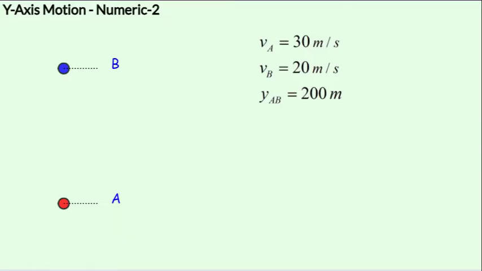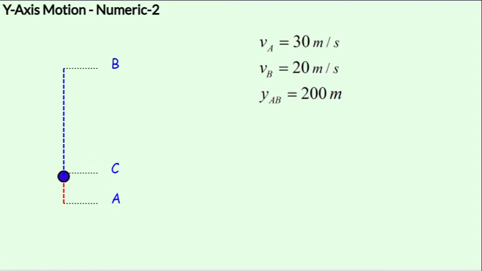A and B are separated by a distance of 200 meters in their initial positions. Ball A is thrown vertically upwards with a velocity of 30 meters per second, and at the same instant, ball B is thrown vertically downwards with a speed of 20 meters per second. We have to find the time taken by A and B to meet at point C.